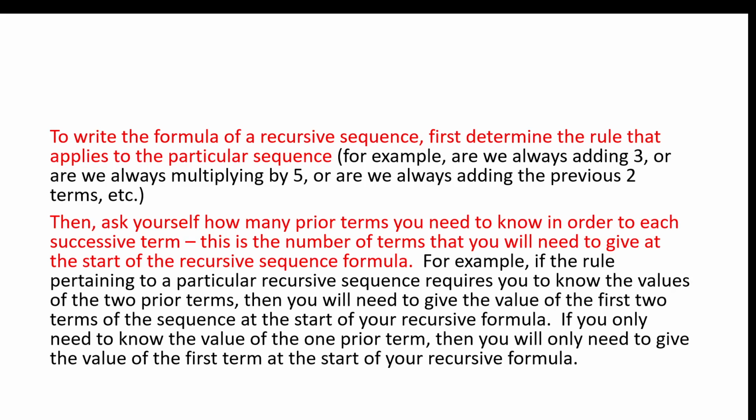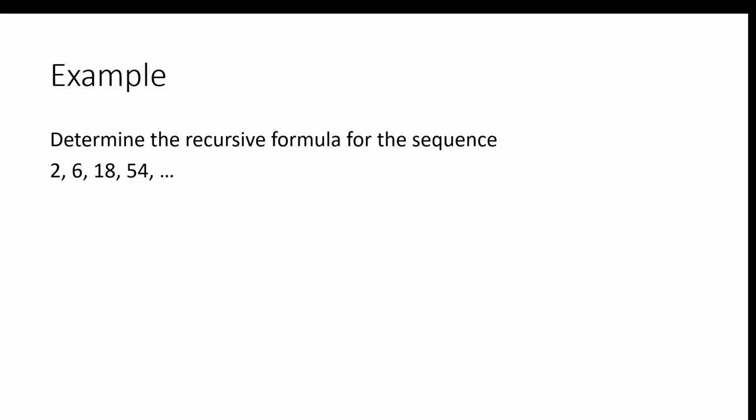So for example, if the rule pertaining to a particular recursive sequence requires you to know the value of the two prior terms, then you need to give the value of only the first two terms of the sequence at the start of your recursive formula. If you only need to know the value of one prior term, then you only need to give the value of the first term at the start of your recursive formula. So let's get into some examples.